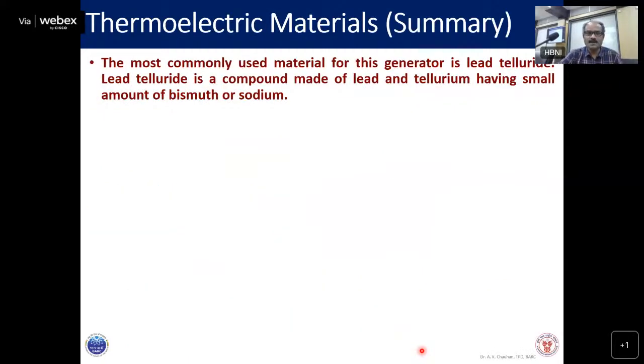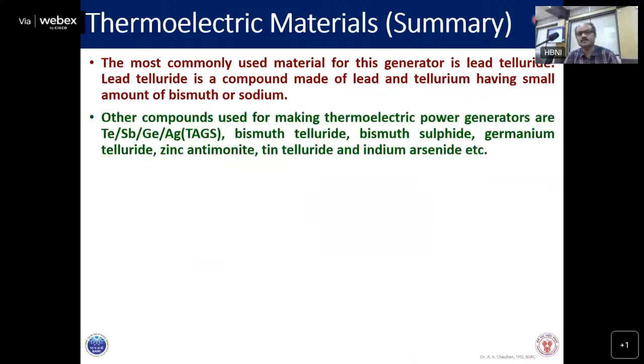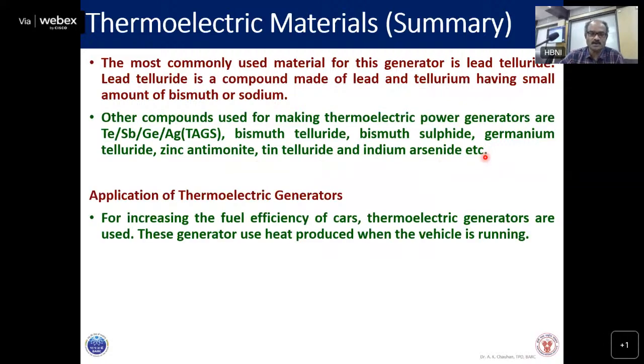So to summarize, the most commonly used material for this generator is lead telluride. Lead telluride is a compound made of lead and tellurium, having a small amount of bismuth or sodium. This is done for making pure N type materials. The other compounds used for making thermoelectric power generators are TAGS, bismuth telluride, bismuth sulfide, germanium telluride, zinc antimonide, zinc telluride, and indium arsenide. There are several materials; these are the common ones.